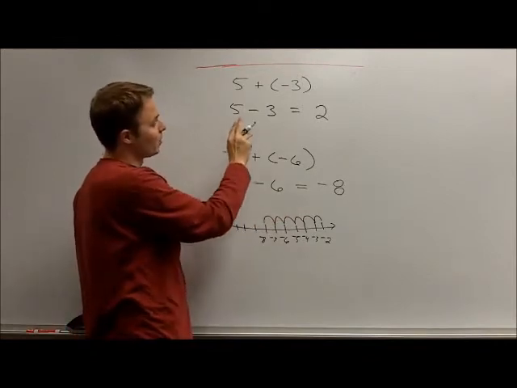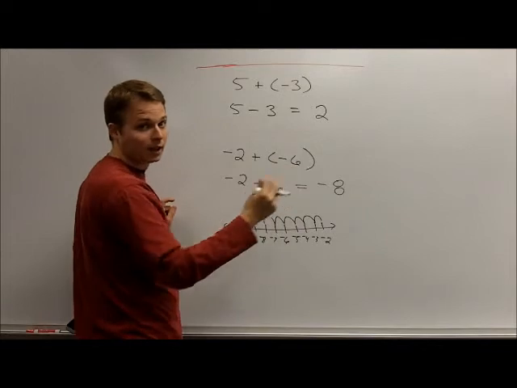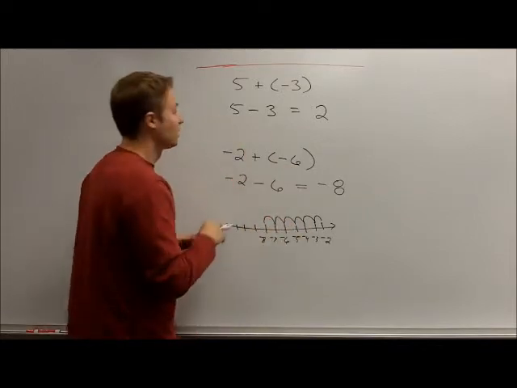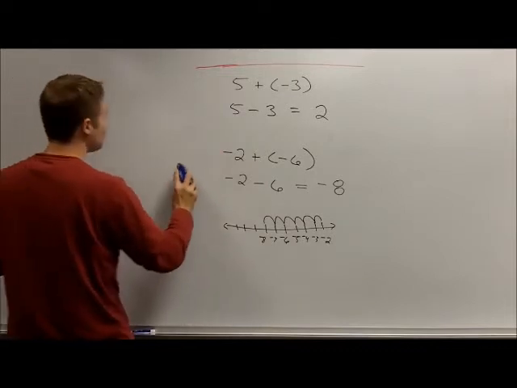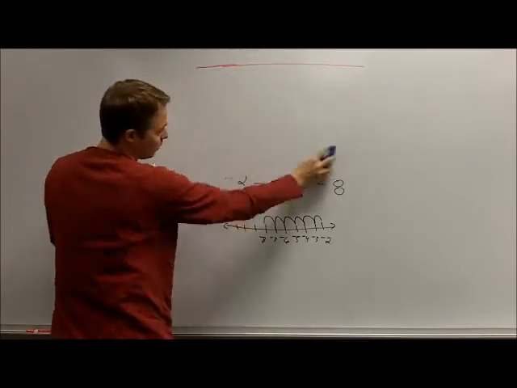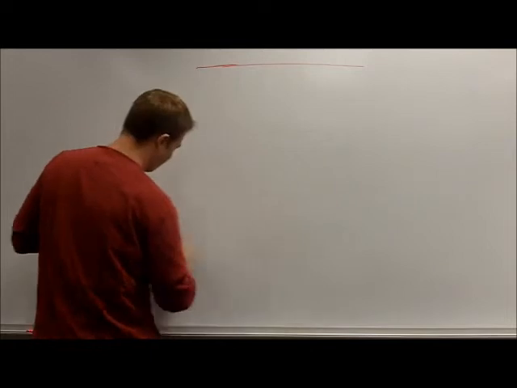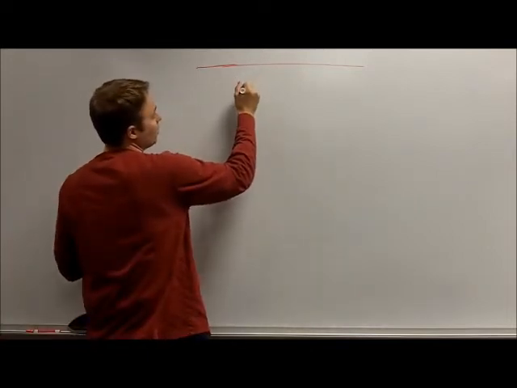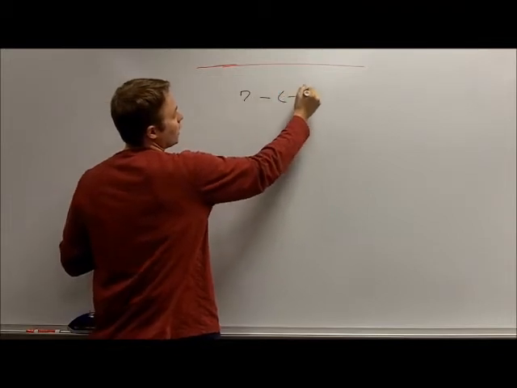So always remember that when you add a positive number, that moves to the right. When you subtract a number, that is the same thing as moving to the left on the number line. So this is what happens whenever we add negative numbers. If we subtract negative numbers, it becomes a little bit different. But again, the rule is not too bad.